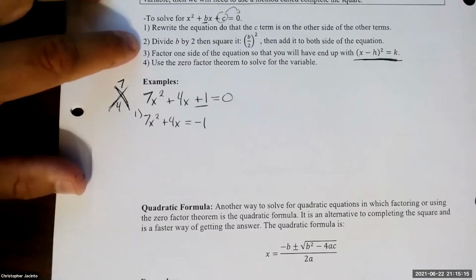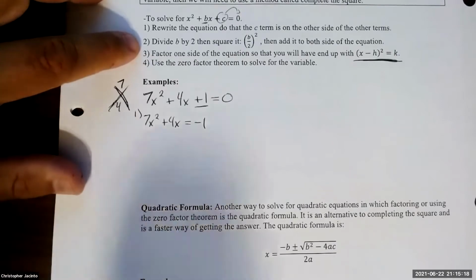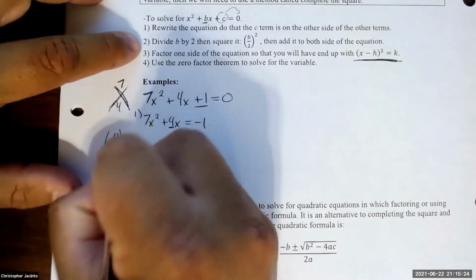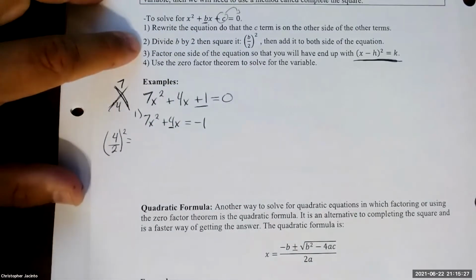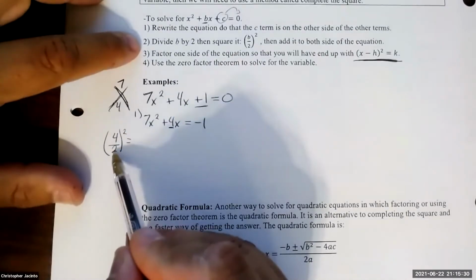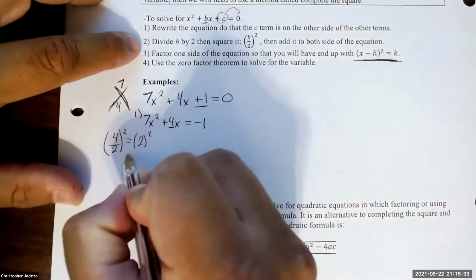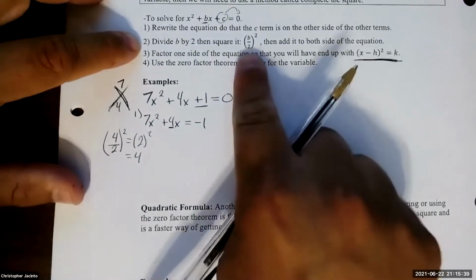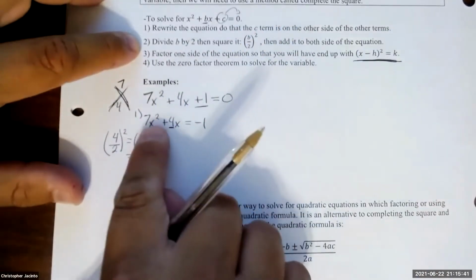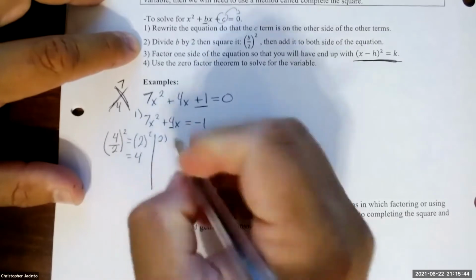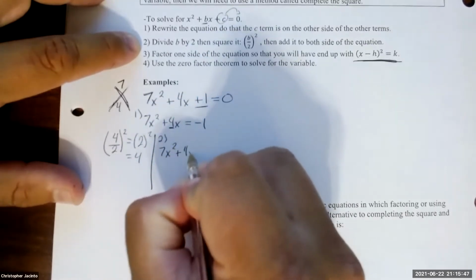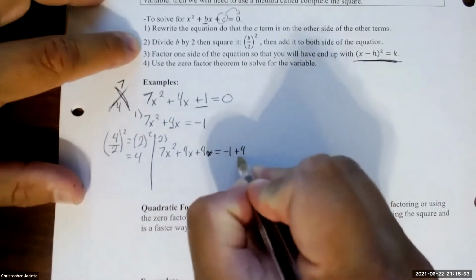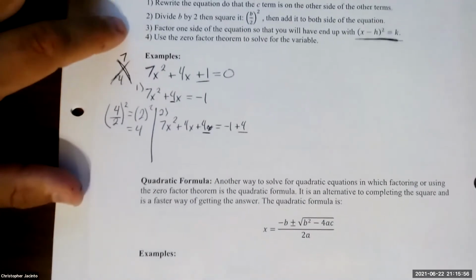Step 2. We're going to divide the b term by 2, then square it. So our b term is 4. So we're going to do 4 divided by 2, and then square it. So let's see. 4 divided by 2, that's 2. And then squaring it gives us 4 back. Okay, so we did that. And then we're going to add it to both sides. So we're going to add it to this side and add it to that side. So if you're wondering what does that mean, we're literally going to add it at the end. Just like that. Literally just add it to both sides.